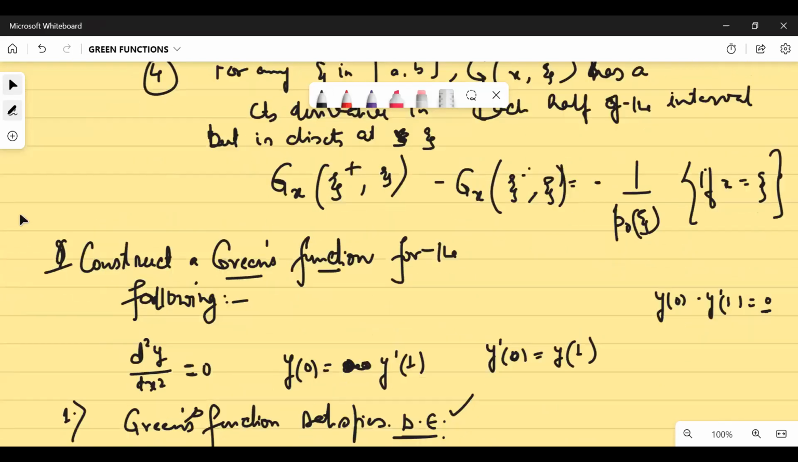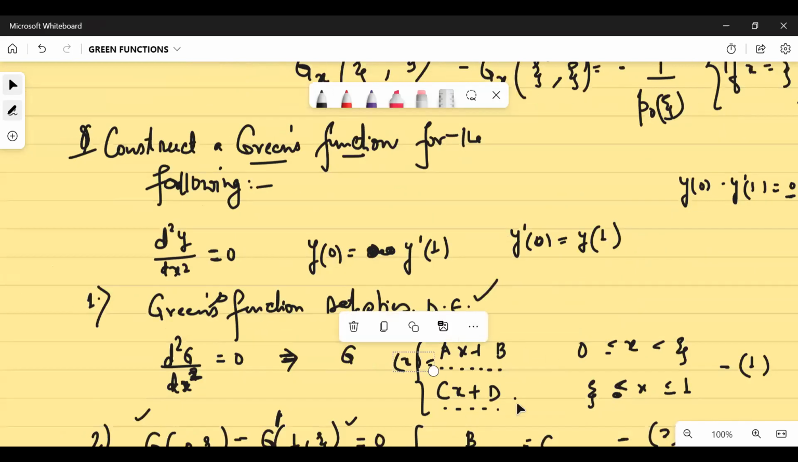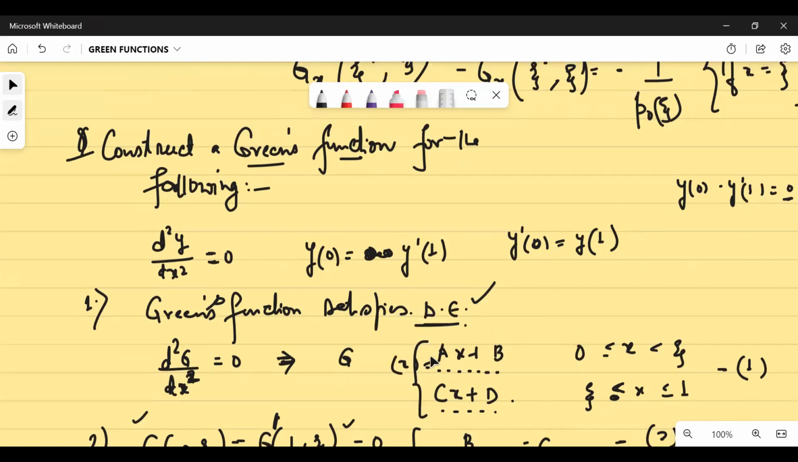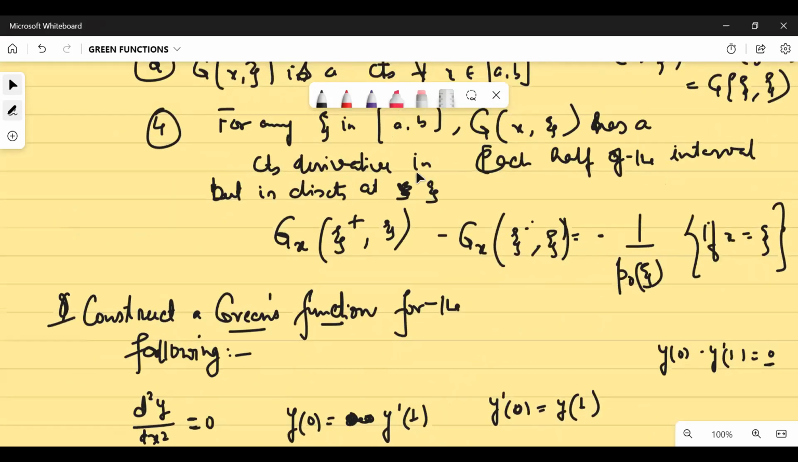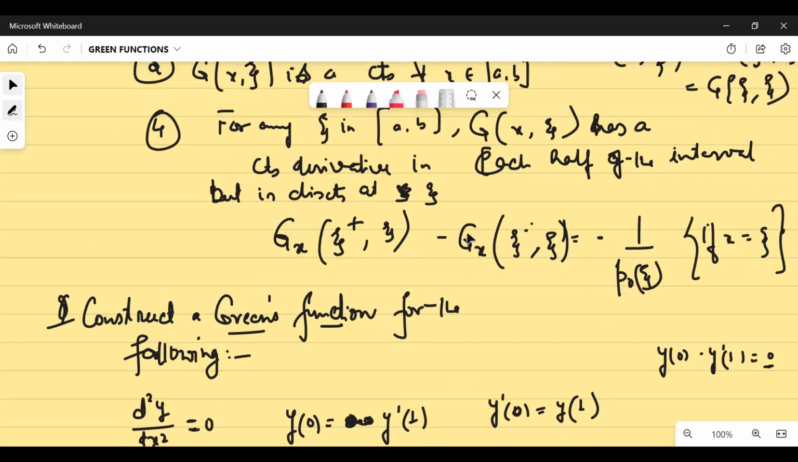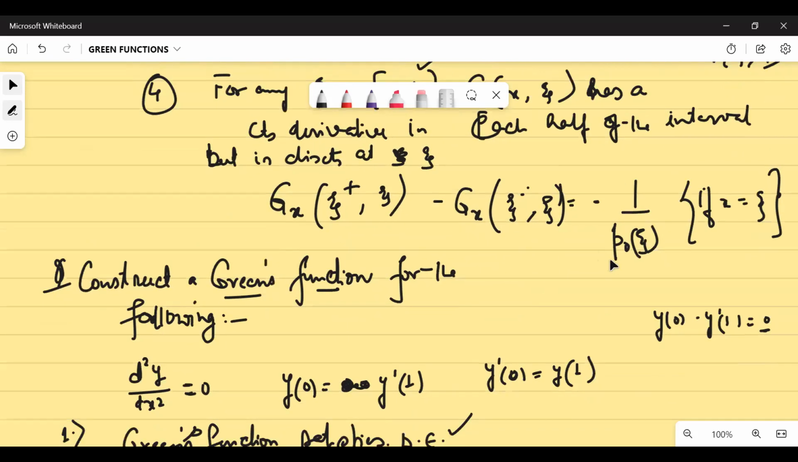Now, the last condition that I told you was that the Green's function is continuous in each half of the interval. That you can see also: if you take even the derivative, this is continuous. When you differentiate, the derivative here is a, a constant function, and here the derivative is c, a constant function. So for all x lying between 0 and zeta, and for all x lying between zeta and 1, your Green's function will have a continuous derivative, but there will be a lack of continuity at zeta itself, and that jump discontinuity is given by minus 1 upon p naught zeta.